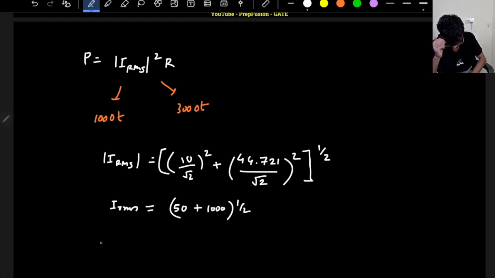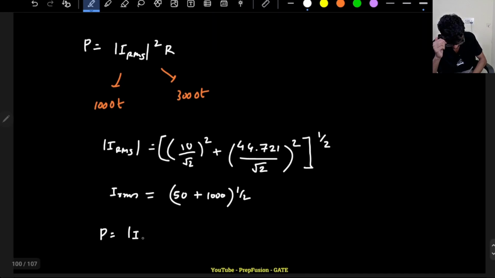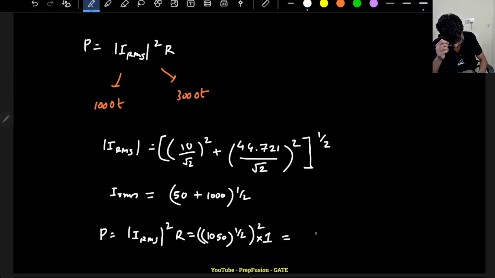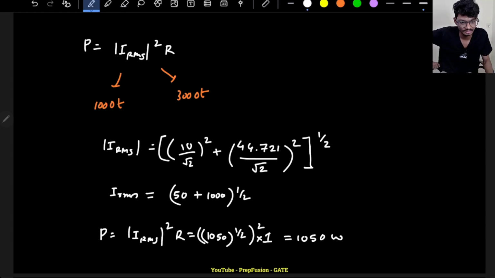But what do I need? I need to find the power. Power is the whole I RMS squared into R. The whole I RMS is the square root of 1050, squared, into R. R is 1, so ultimately this comes out to be 1050 watts. This is your answer. That's why you can add the powers, because the signals are orthogonal here.